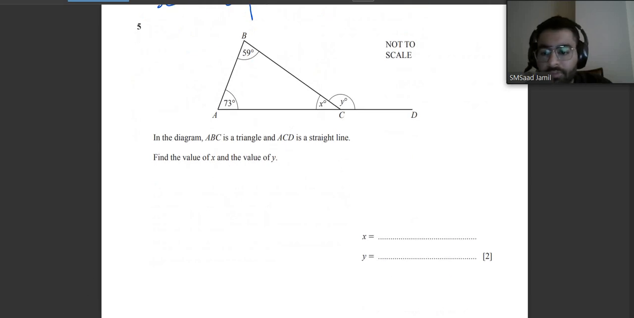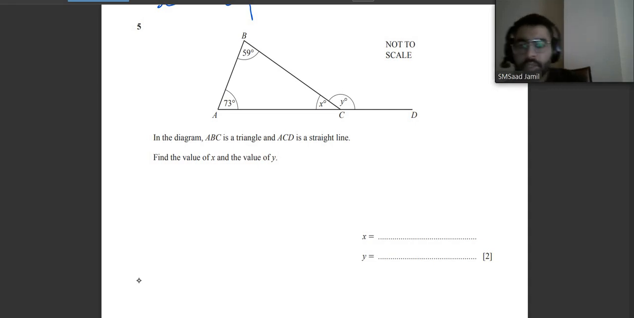Moving on to question number 5. It says in the diagram ABC is a triangle and ACD is a straight line. Find the value of x and the value of y. So alright, if you want to find the value of x, it's going to be like this. The sum of angles in a triangle is always 180 degrees.